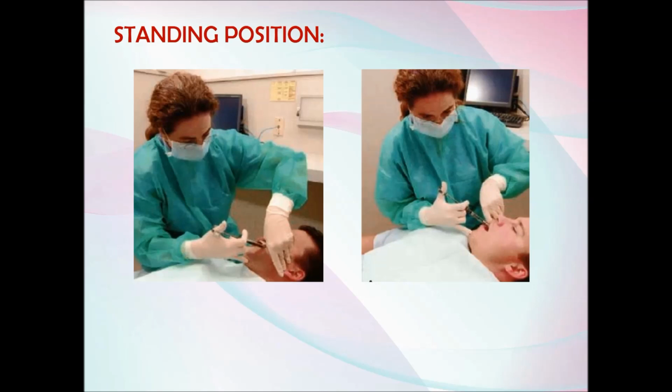Now, where exactly does the operator stand when giving a posterior superior alveolar nerve block? This is for a right-handed person. If a right-handed person is giving a left posterior superior alveolar nerve block, the position is 10 o'clock, and for the right posterior superior alveolar nerve block, it is 8 o'clock. So you just have to remember it and stand accordingly.